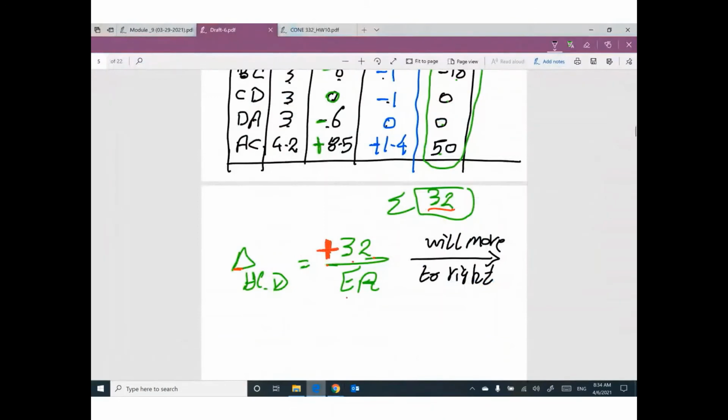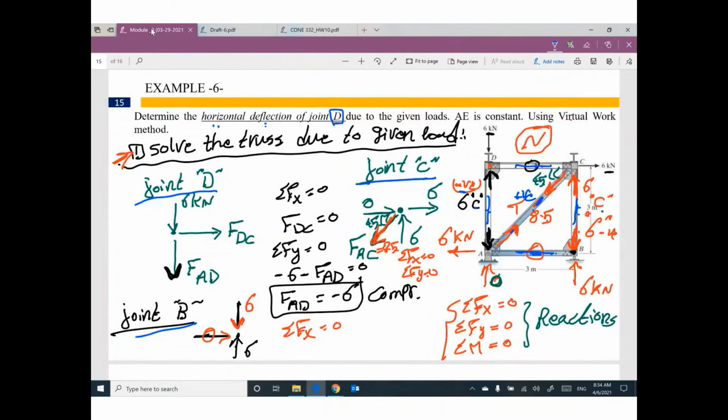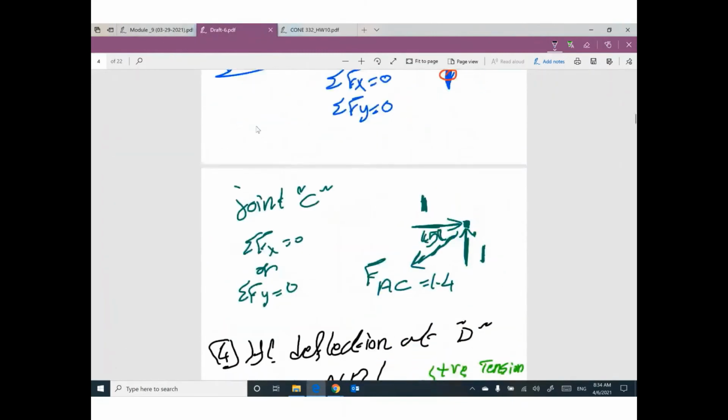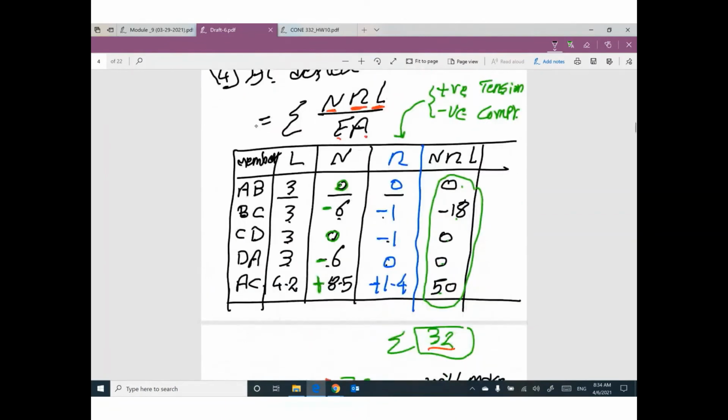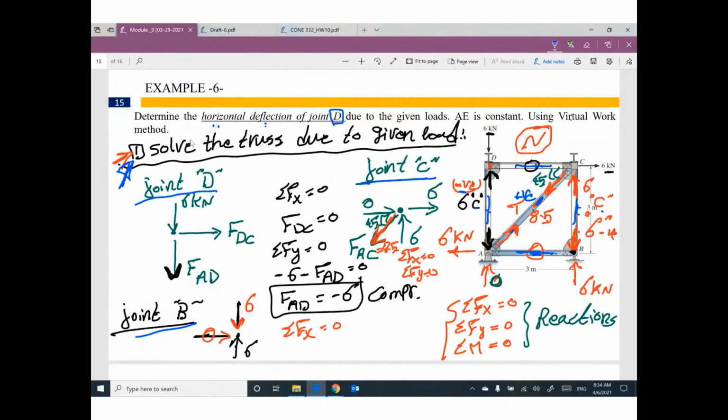So guys, this type of problem in your exam will be very easy, but very long, because we have three main steps. Solving the truss due to the given load, then solving the truss one more time due to the unit load, then setting up this table. We'll need some time to set up this table and put in your numbers. One of you will say, hey, what will happen if I don't have time in the exam?